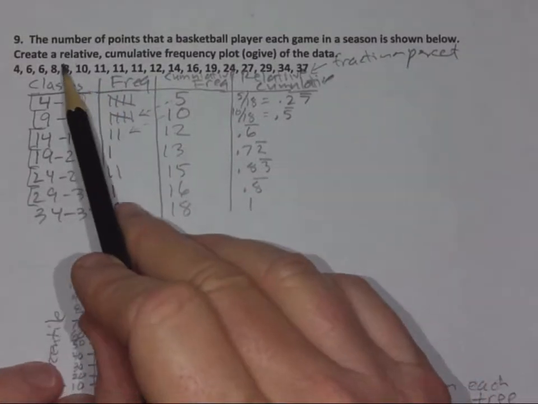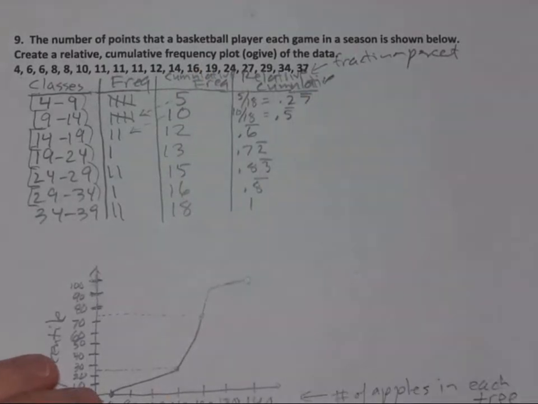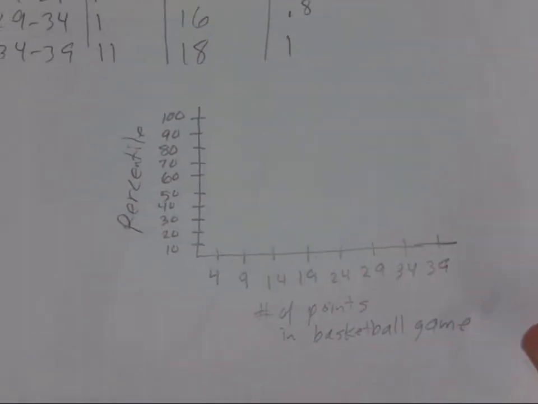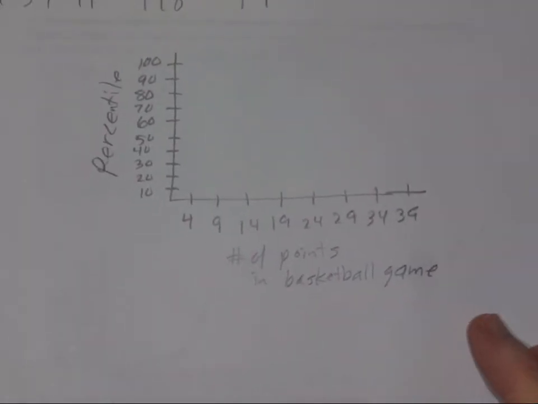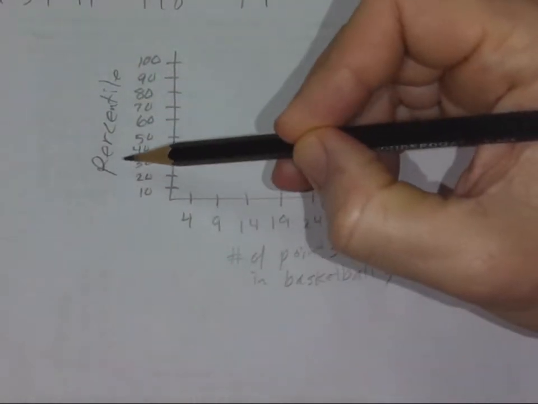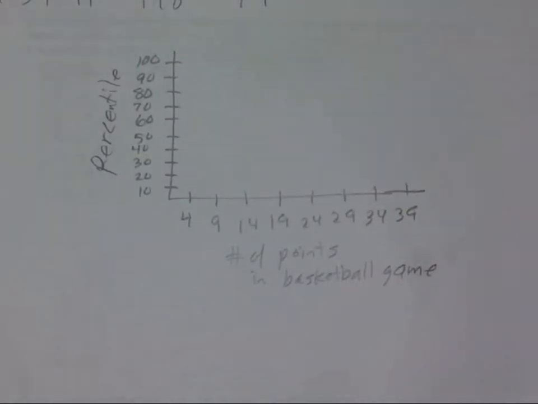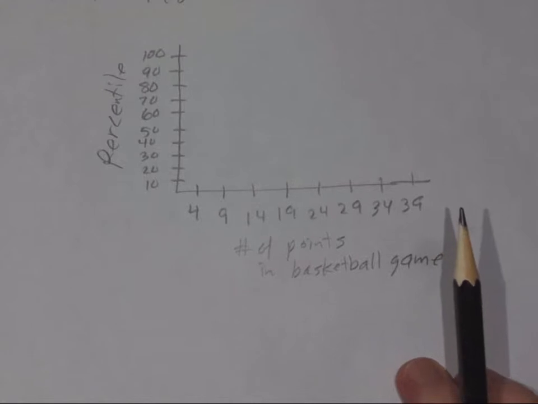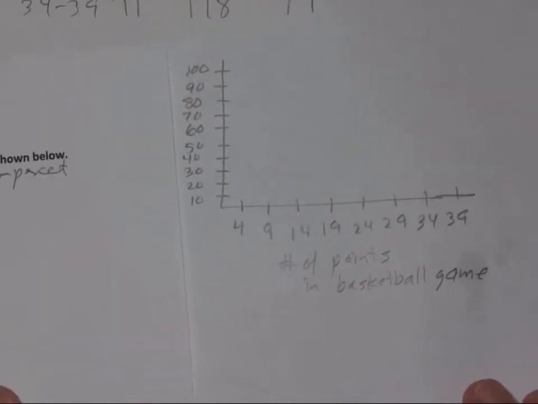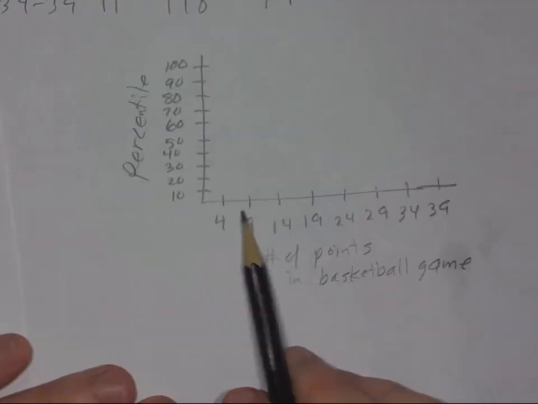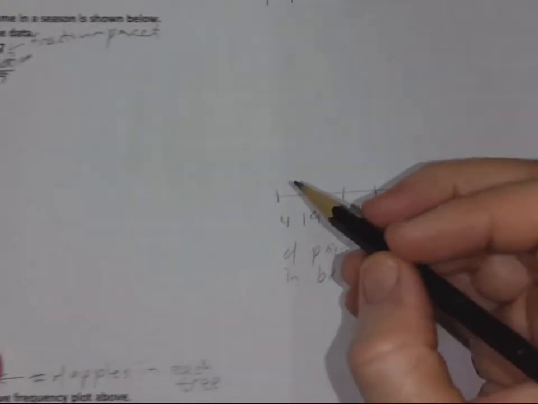And so making a relative cumulative frequency plot is in essence graphing those numbers, is what we're going to do. Let me just put this graph here. To make a relative cumulative frequency plot is in essence a plot of percentiles. So your vertical axis is percentile, and so you write the percentiles down, and then your horizontal axis is whatever your data is, the number of points scored in a basketball game. I've got all the classes down here, and then I'm going to plot.